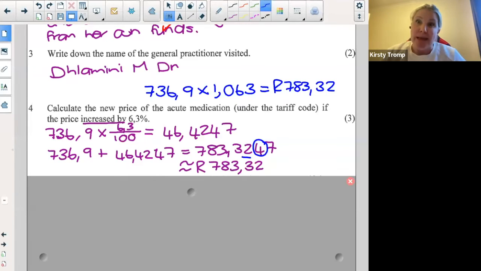If it was increasing by 5%, you would say times by 1,05. If it was increasing by 10%, you would say times by 1,1. If it was increasing by 60%, you would say times by 1,6. But that's just a cheat way to do it, okay?